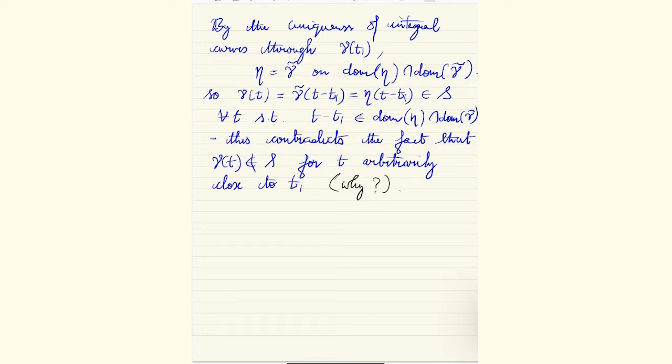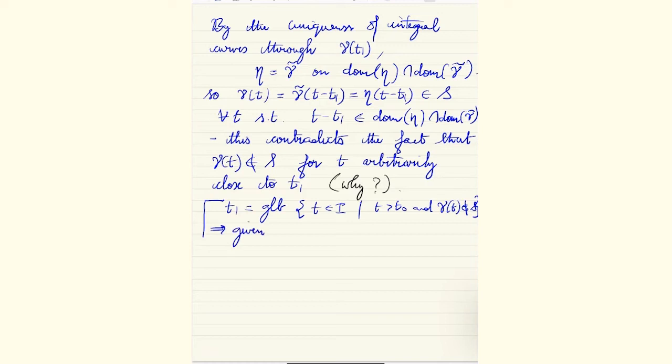But why cannot this happen? This is where we simply look at the definition of T1. I'll write that argument in brackets. So what was T1? This was the greatest lower bound of the set of elements in I which were greater than T naught and such that gamma t did not lie on the surface. But what does it mean that something is a GLB? It's the greatest lower bound, so anything bigger is not a lower bound.